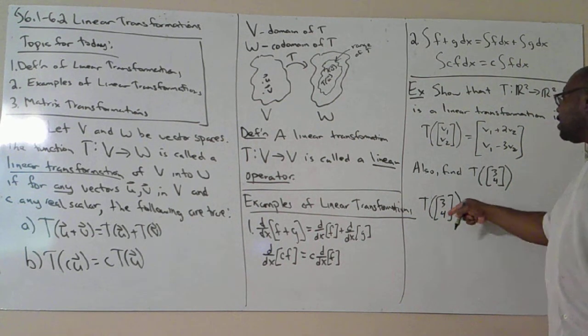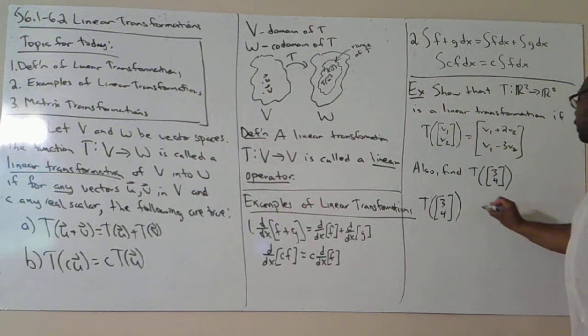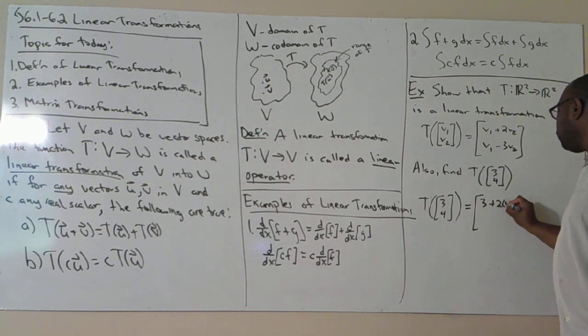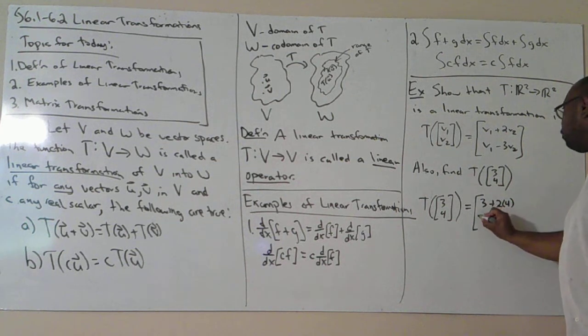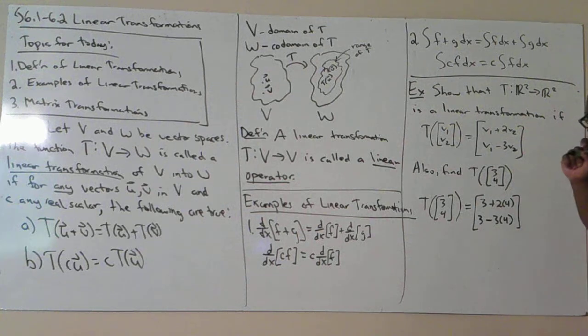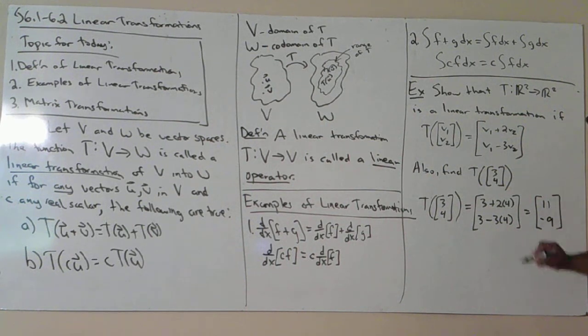My v1 is 3, my v2 is 4. When I plug in, I get 3 plus 2 times 4, and here I have 3 minus 3 times 4. Well, what is 3 plus 2 times 4? That's 11, I think. And 3 minus 3 times 4 is 3 minus 12, which is negative 9.